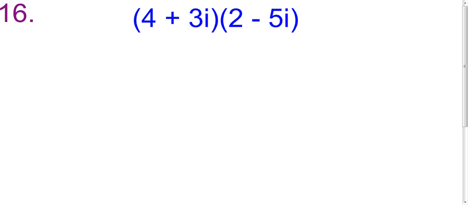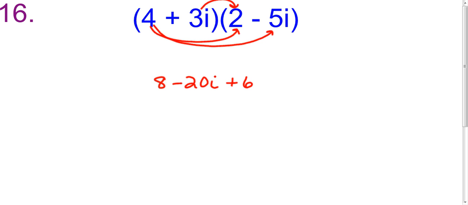All right, and then one here where we're doing just a little bit more distributing. I don't know that I really need to do this, but I will do this for you. So here we go. 4 times 2 is 8. 4 times negative 5i is negative 20i. Then I distribute the 3i through. 3i times 2 is 6i. And 3i times negative 5i would be negative 15i squared.